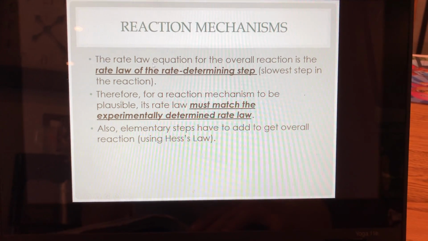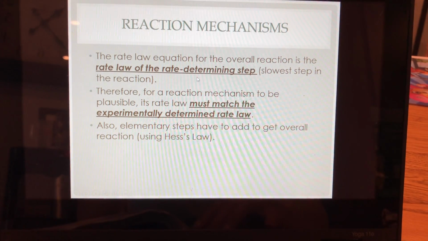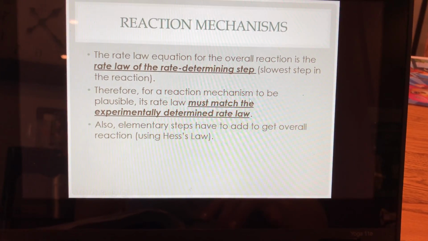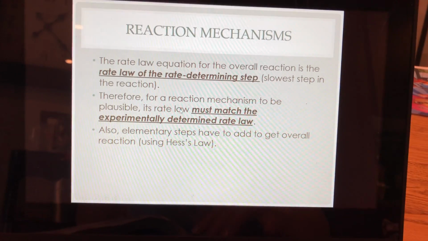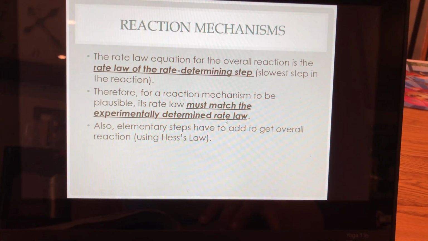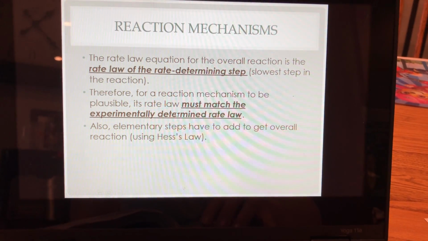Okay, so the rate law equation for the overall reaction is the rate law of the rate determining step, which is the slowest step in the reaction. Therefore, for a reaction mechanism to be plausible or possible, its rate law must match the experimentally determined rate law. And again, we'll go over this in the example. It'll make a lot more sense.